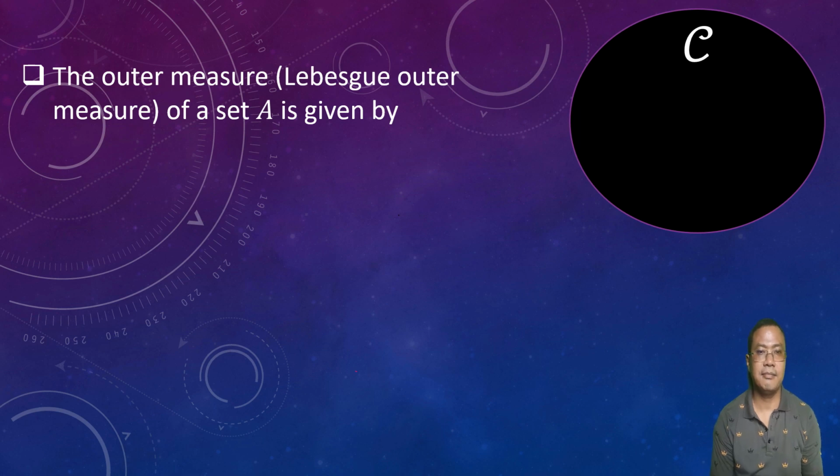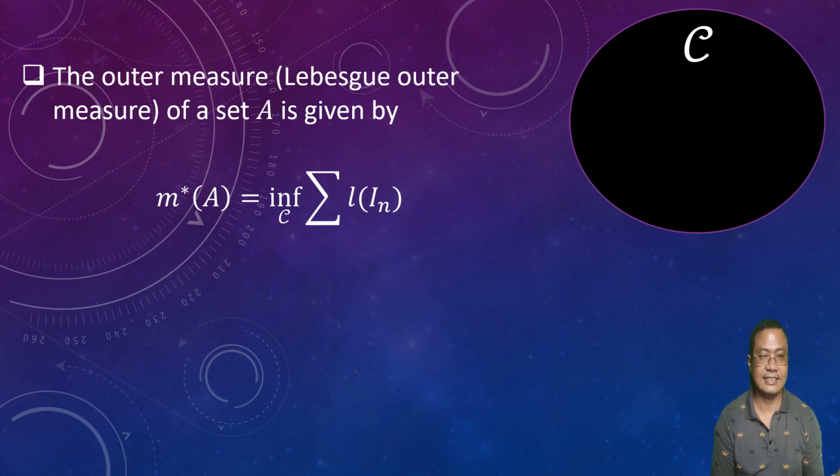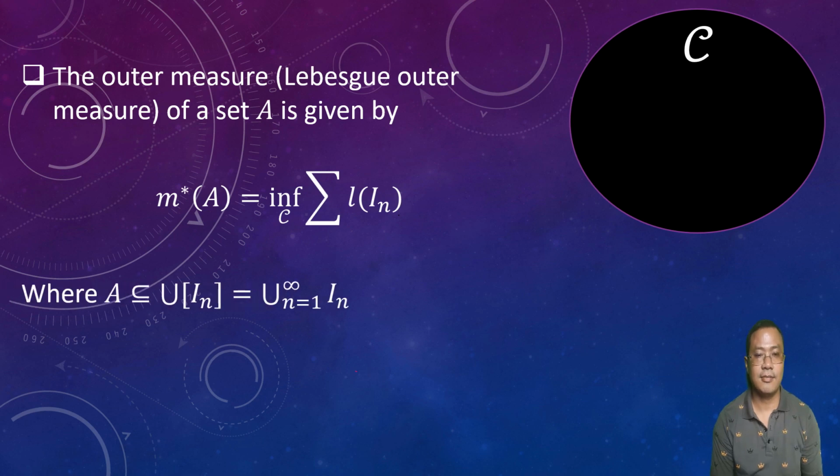The Lebesgue outer measure of a set A is given by this formula. m star A is the symbol for the outer measure of a set A, and is given by the infimum over C of the summation of l(I_n), where the infimum is taken over all covers. So what is a cover? A cover is a collection of intervals whose union is a superset of A, that is, the union over n going from 1 to infinity of the I_n, which are intervals.